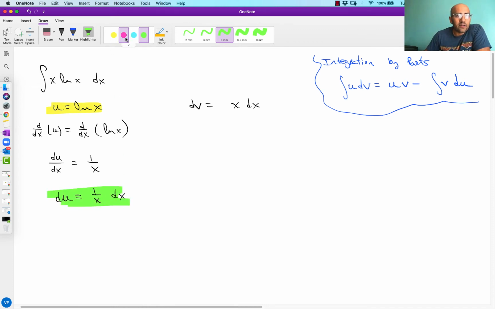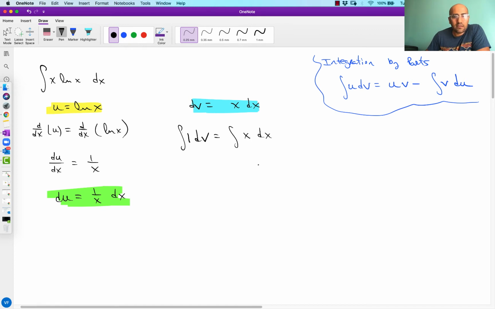All right, almost there. Now I already have my dv, it's this guy. Now I have to figure out v. To figure out v, I've got to integrate both sides. So I'm going to take the integral of dv. Now if there's nothing there, by default there's a 1. So that's just going to be the integral of 1 dv is equal to the integral of x dx.